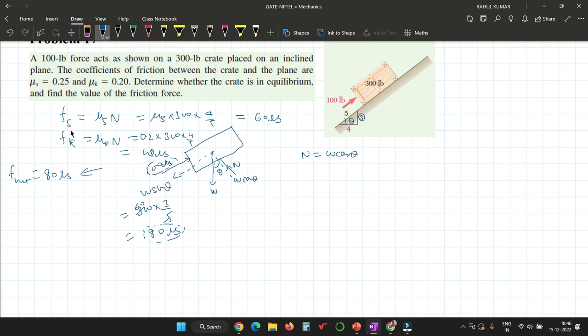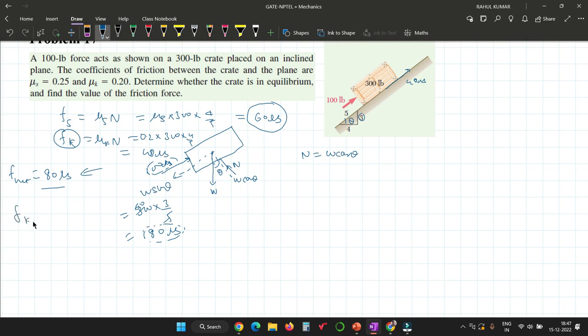Okay, and here, what is the maximum limit of the static friction? That is only 60, but here the external force, F net, is 80 lb. So definitely the external force is larger than the static force, which means the limit of friction is finished. So the block will start moving in the downward direction, and in that situation the kinetic friction will come into the picture. So the friction will be equal to 48 lb.